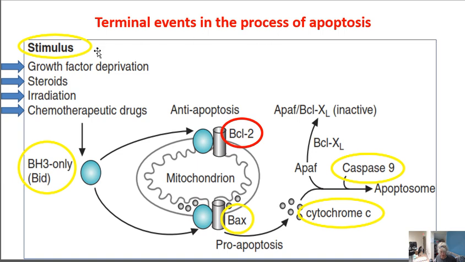Now, events in the process of apoptosis: the stimulus, steroids, radiation, chemotherapy, growth factor deprivation. Anti-apoptosis, here's your BCL2, here's your mitochondria, here's your BAX, pro-apoptosis. This is where your cell explodes, basically. Your cytochrome C, apoptosome, nice name. Here's your caspase 9, here's your BCL-XL. When these all come together, basically, we're going to get apoptosis. When this is broken, we're going to get anti-apoptosis, and the broken cells will live.